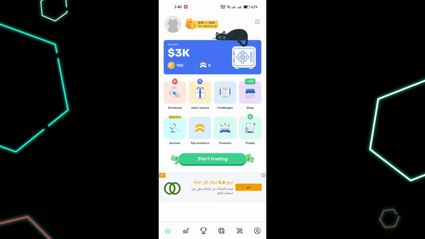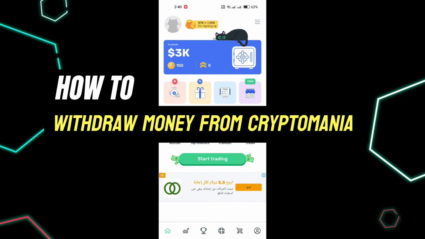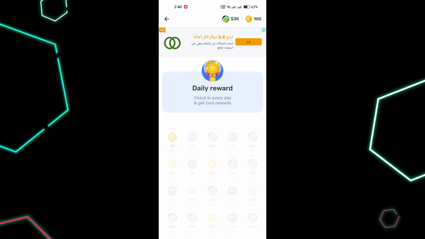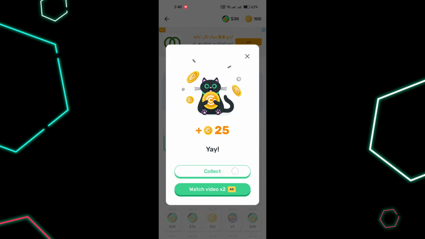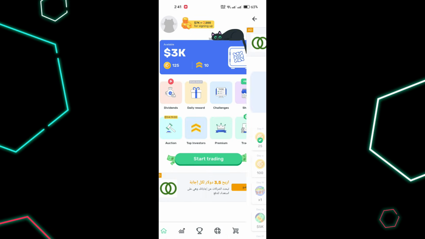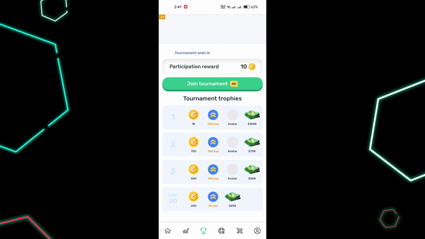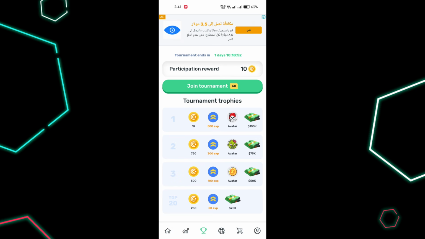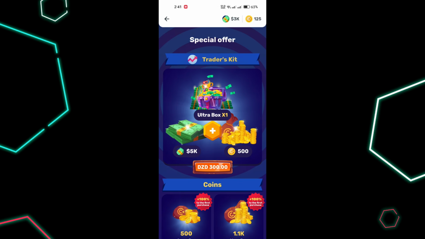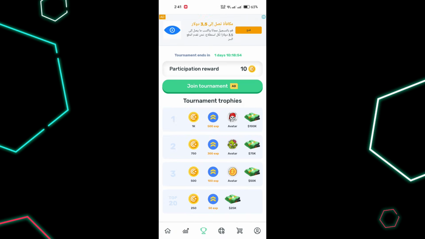In this tutorial, I am going to show you how to withdraw money from Cryptomania app. Before we proceed to withdrawal process, let me clarify a few important points about Cryptomania app. Some users have questioned its legitimacy due to difficulties in withdrawing funds. So, here's the ultimate truth.